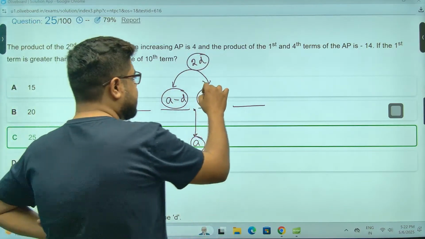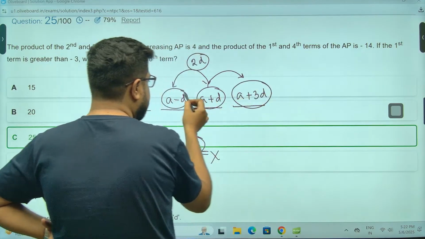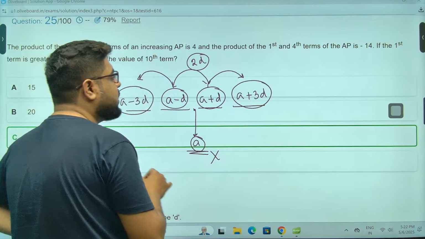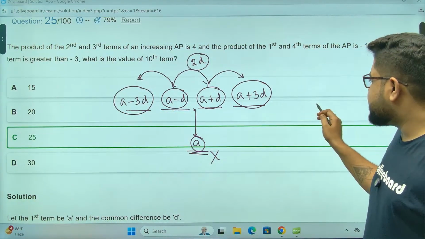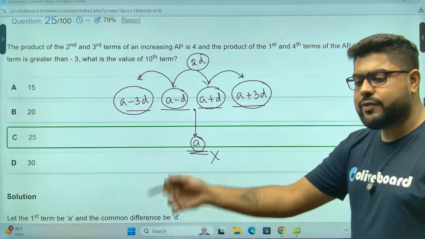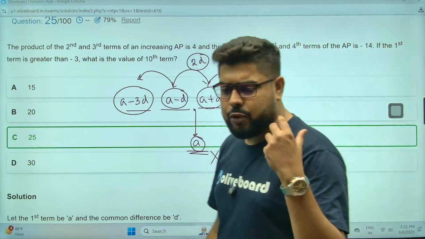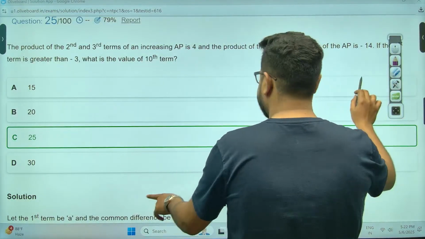So the next term will be A plus 2D more, that is A plus 3D. Here it will be 2D less, that is A minus 3D. That is how we form the series. The next terms will be A plus 5D, A minus 5D. We will go like that. Why? Because the multiplication becomes easier; we can put it in the formula of A square minus B square. Clear, sir? Okay.